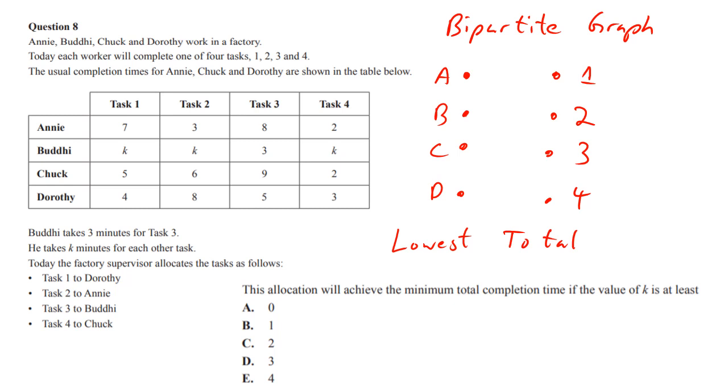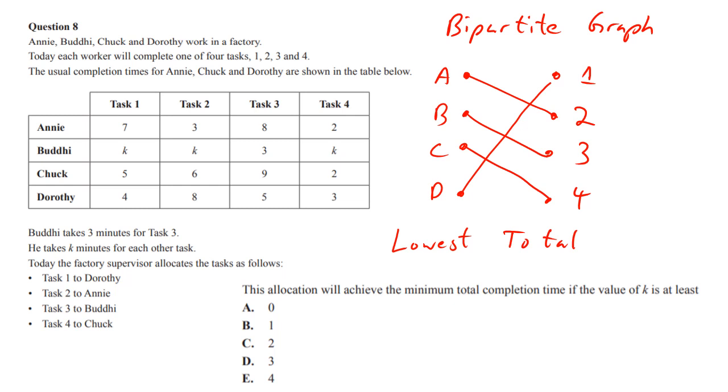And it says here they've actually given us an allocation. So the supervisor has given an allocation, and he said task 1 goes to Dorothy. So 1 and D are connected like that. Now task 2 is going to Annie. And task 3 is going to Buddy. And, well, by elimination, task 4 must go to Chuck.